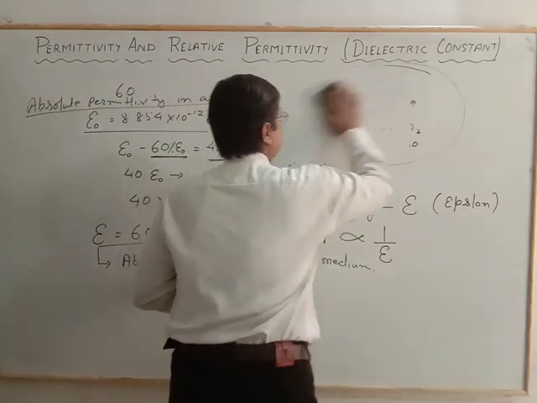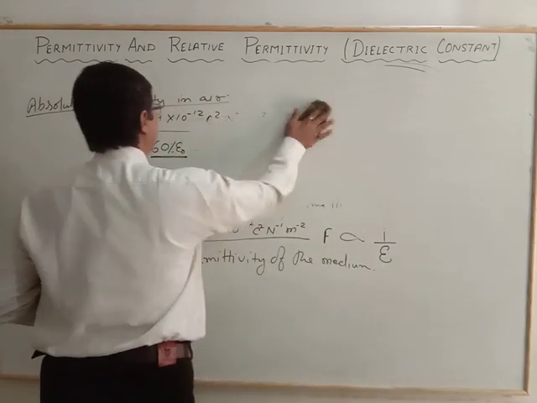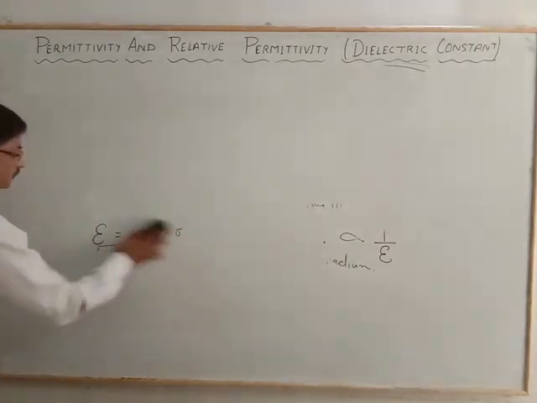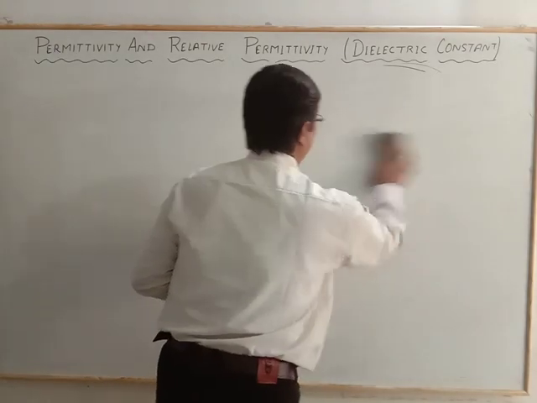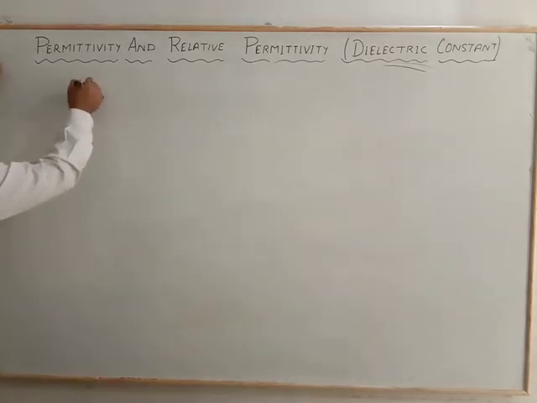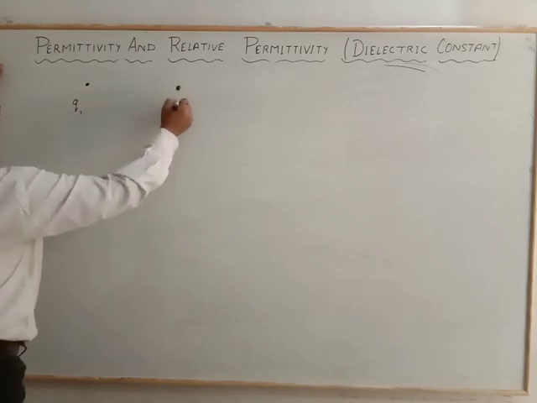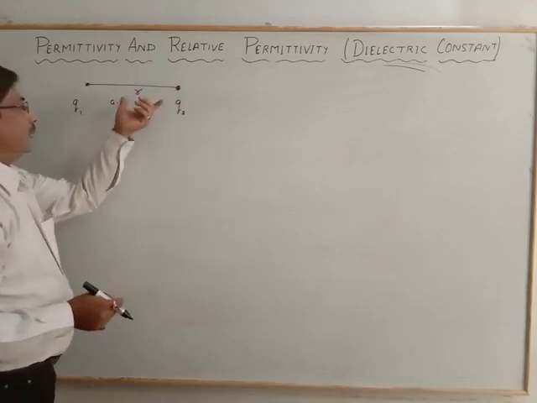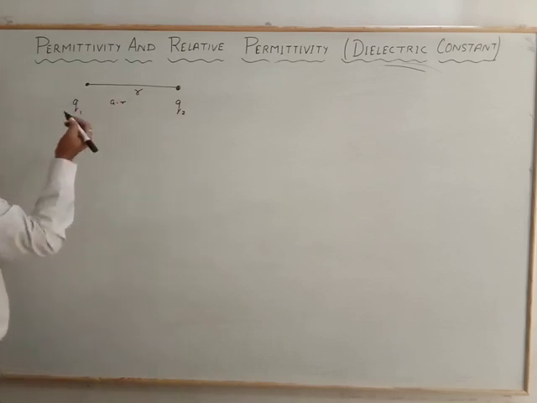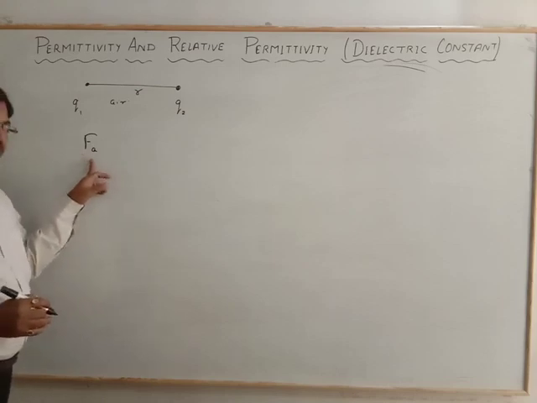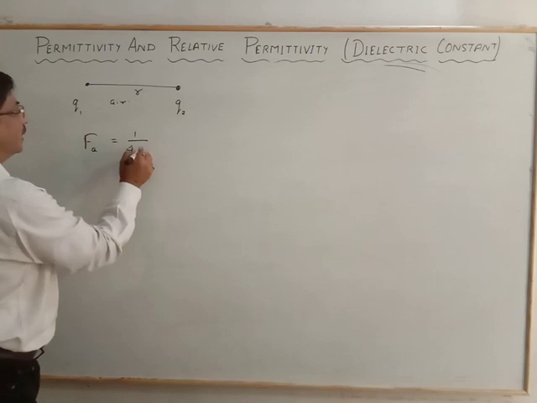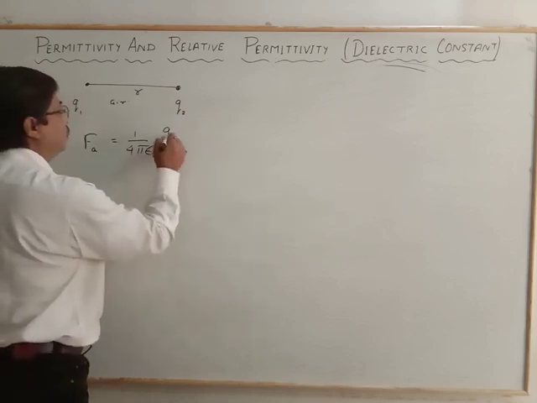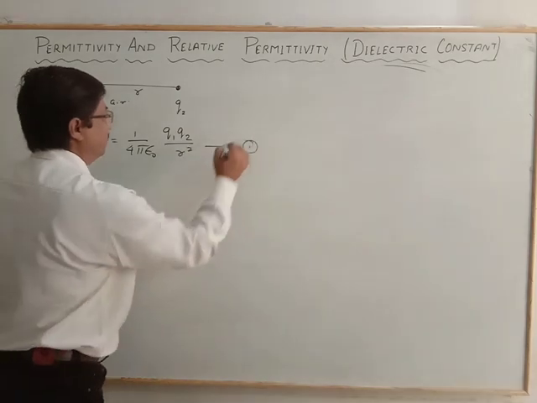See, when two charges are present, let it be a point charge Q1 and another point charge Q2, when the medium in between is air and they have a separation of r distance, in that case, according to Coulomb, the force in air between the two charges is 1 by 4 pi epsilon naught, that is the absolute permittivity in air, times Q1 Q2 by r square. That is equation number 1.